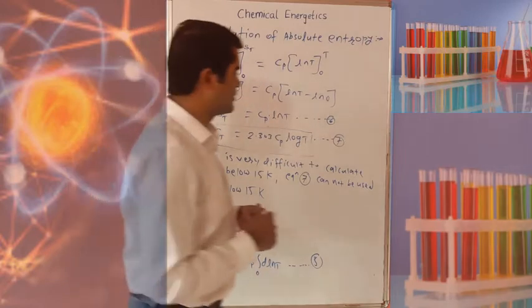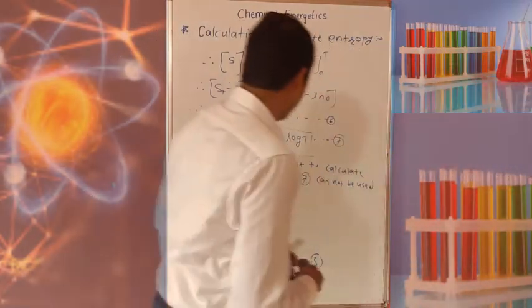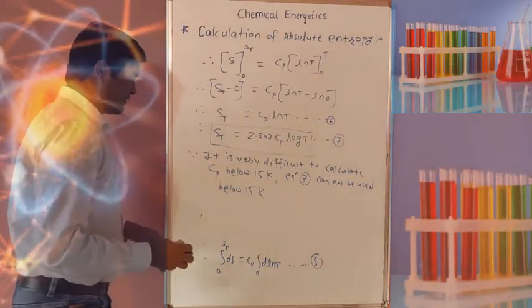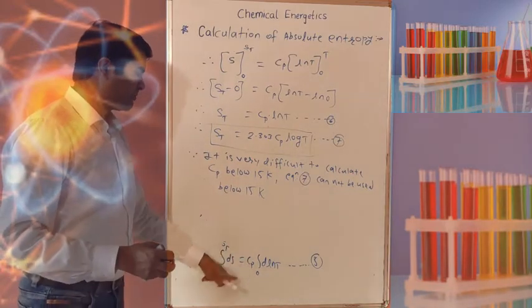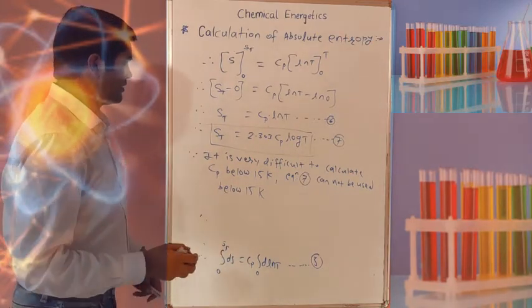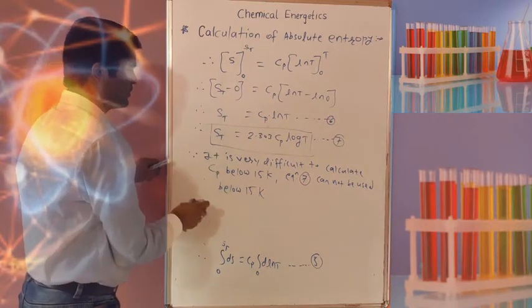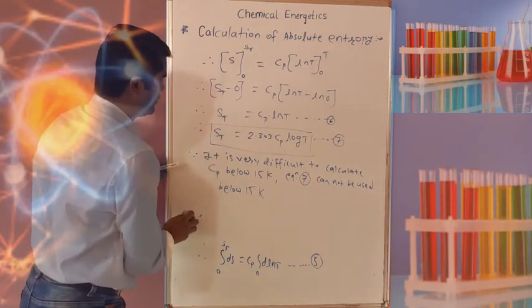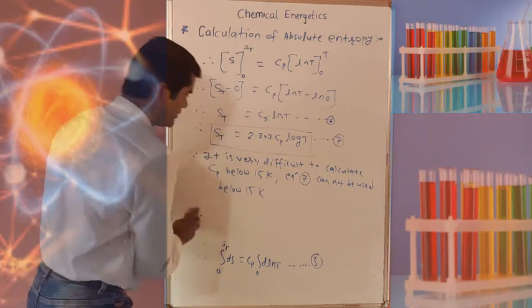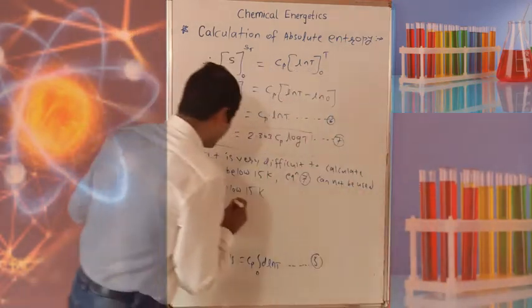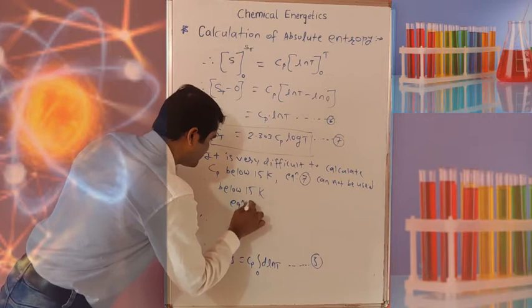Below 15 Kelvin equation 7 cannot be used. Then how will it be calculated? So Cp cannot be calculated below 15 Kelvin, and we have written the equation. So equation 7 in another way also we can write the same equation 7, in another form.